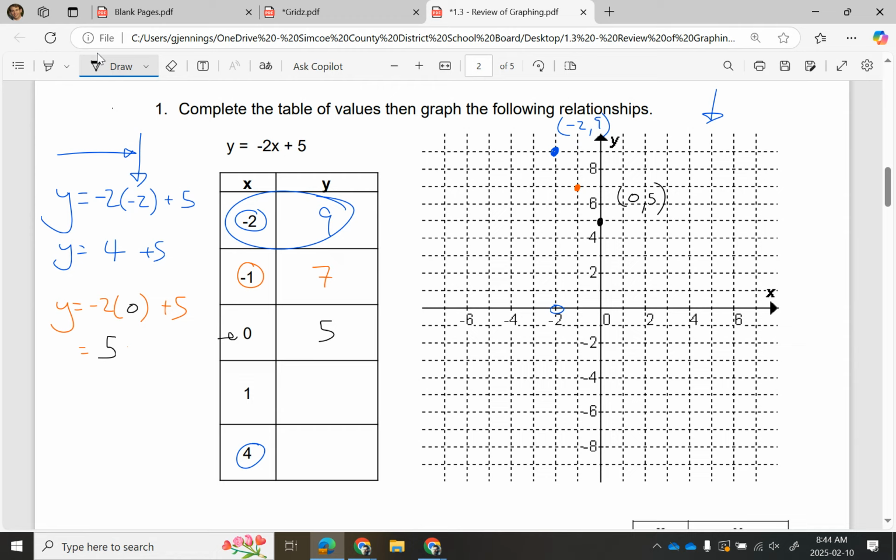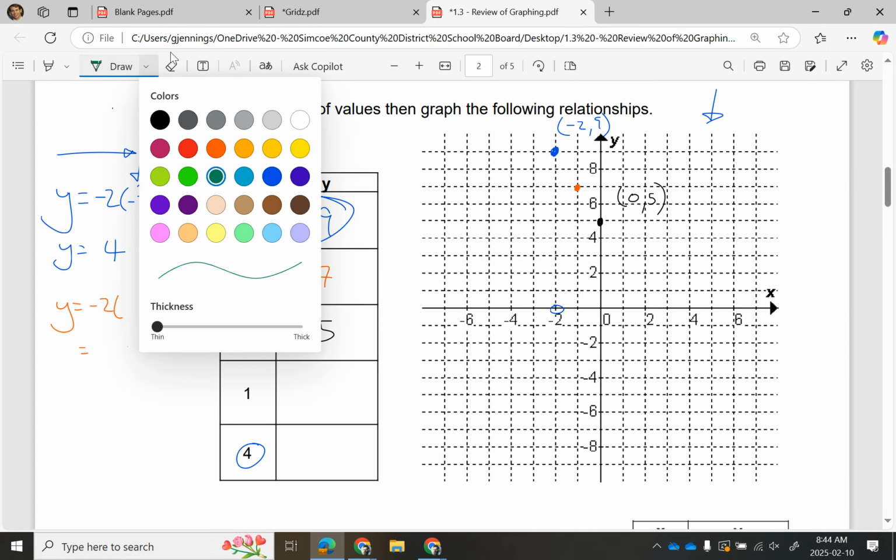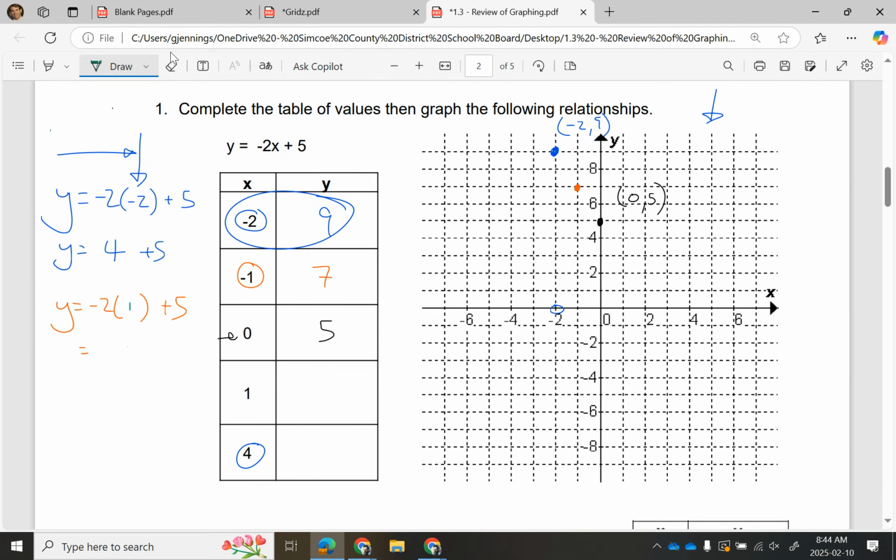Already I can see that this equation is forming a line. And I can confirm that by going ahead and substituting in some more values. If I put in 1 there, minus 2 times 1 is minus 2, plus 5. Minus 2 plus 5 is going to give us 3. So I can find that point 1, 3 and put that on there. And I can label it as well. 1, 3.